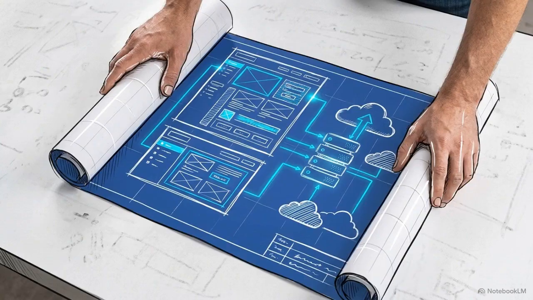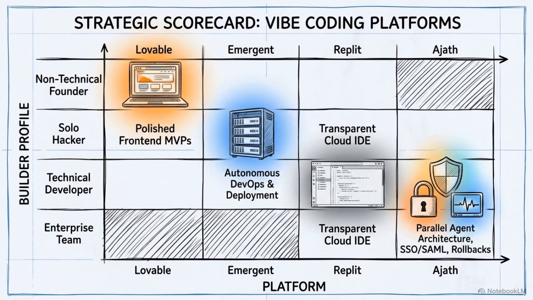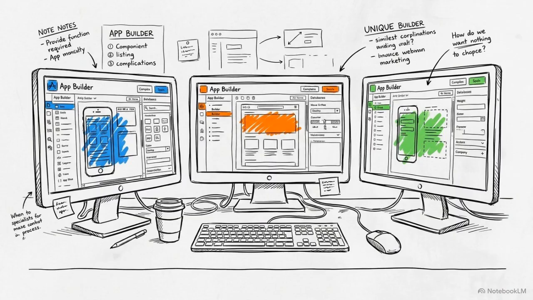So let's map your specific profile and project scope to the right architectural platform. This matrix lays it out clearly. Non-technical founders needing a polished front end immediately? Use Lovable. Solo hackers wanting autonomous deployment? Choose Emergent. Technical developers requiring a transparent, cloud-based IDE? Go with Replit. And enterprise teams needing secure, parallel generation? You need Ajath.